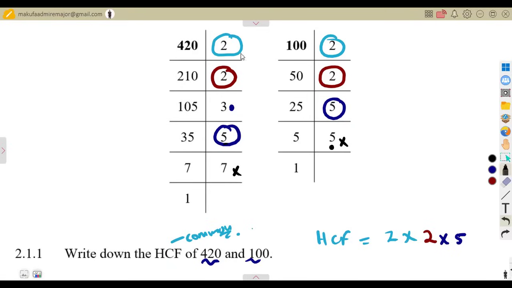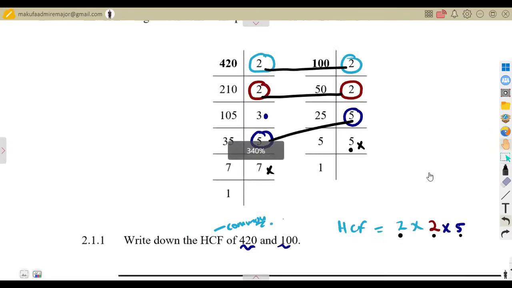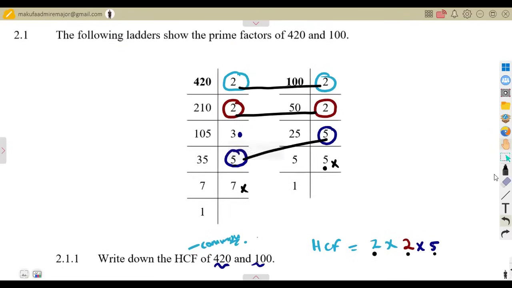It must be common. So there is a pair of 2, a pair of 2, a pair of 5. That is how you can determine your highest common factor from the table. So this is going to be 2 times 2, which is 4, times 5, which is 20.